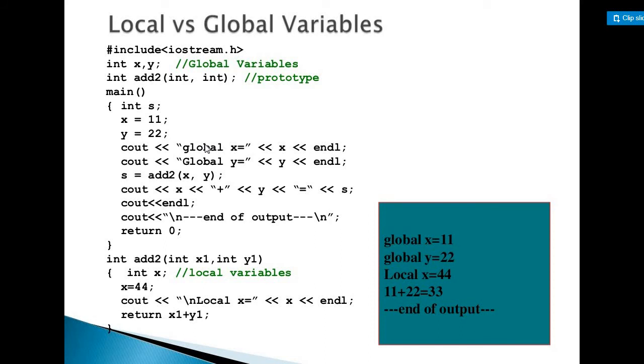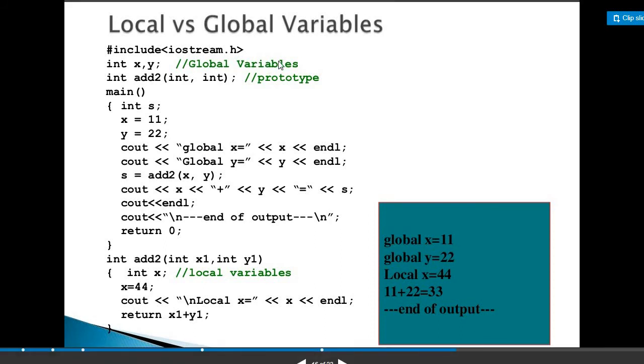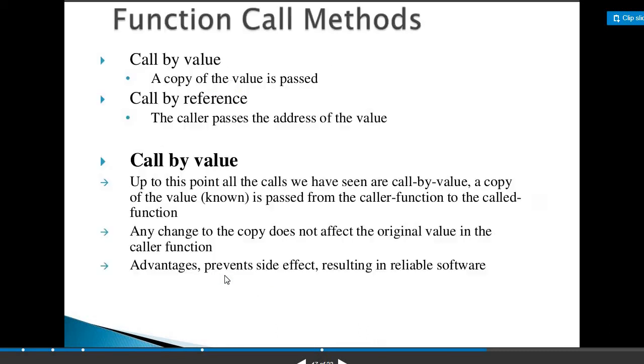Suppose we give some examples. Suppose integer x, y are global variables, and integer add with an integer is the function prototype. In main, integer s, x equal to 11, y equal to 20. See our global x, global y. So add s at x, y, cout x plus y equal to this. Then integer add with integer x and y, here local variables, integer x equal to 44, so cout local x and return x plus 1. This is how we use local and global variables.